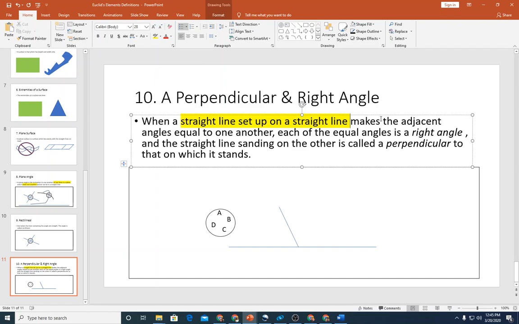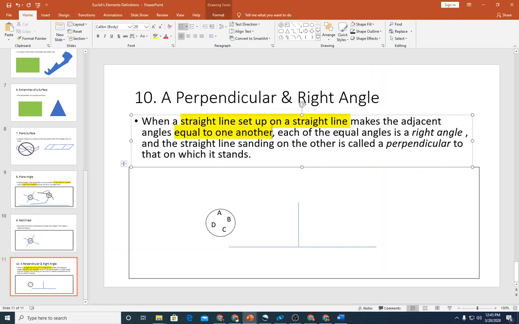Straight line set up on a straight line, back to yellow, makes the adjacent angles equal to one another. Now, adjacent means next to each other, right? So this angle is not equal to that angle, right? They're not equal. So far, we're not doing it right. We're going to make these two angles equal, and we can do that because PowerPoint has this neat ability to just snap in at right angles. Boom. There we go. They are equal to one another now.